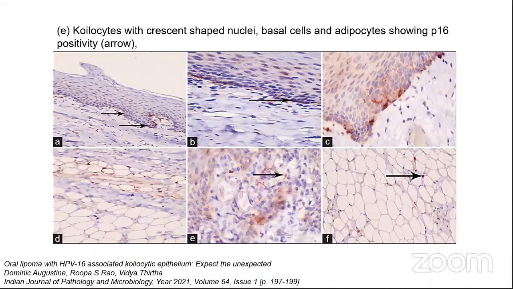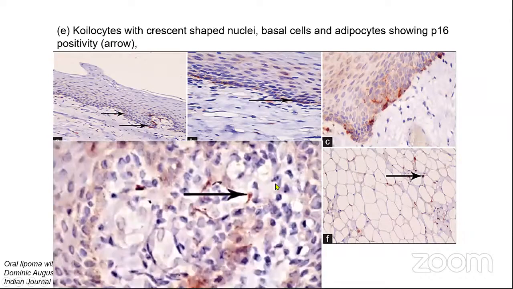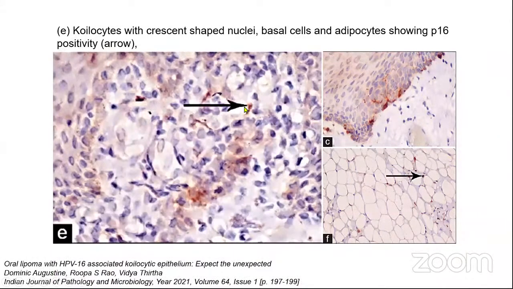And if you look at figure E, you can see that koilocytes are being expressed in the epithelium, or rather there is HPV-16 being expressed here, and also along with the adipocytes showing P16 positivity. And that's taking a closer look at the koilocytic change with the expression of P16.